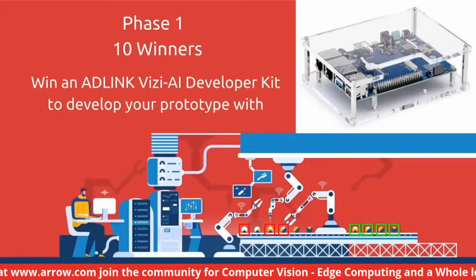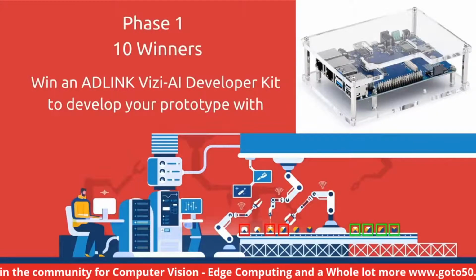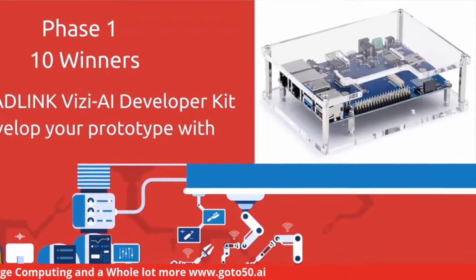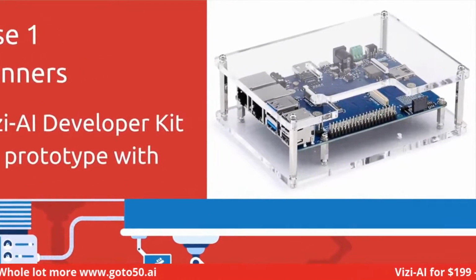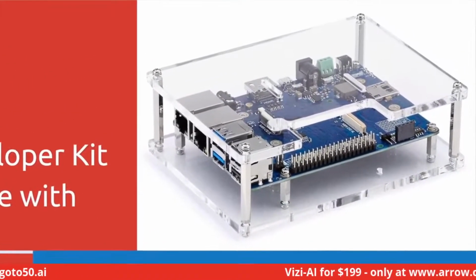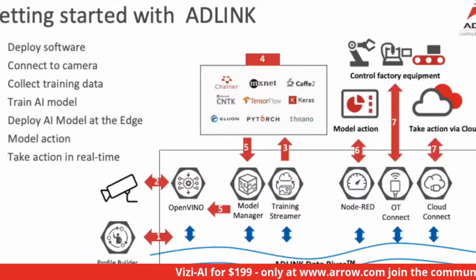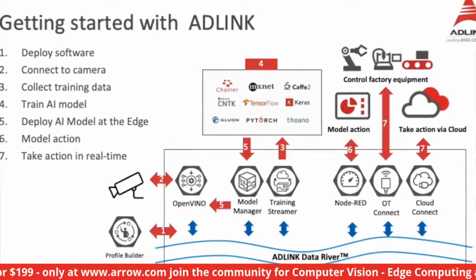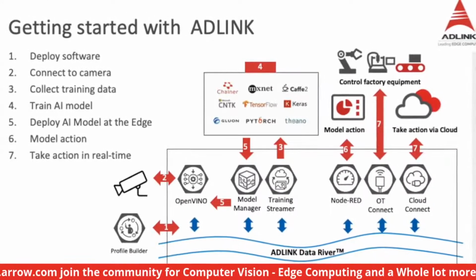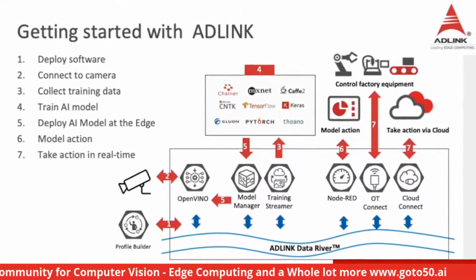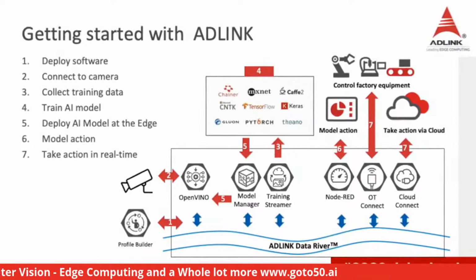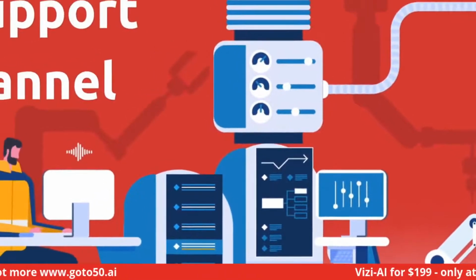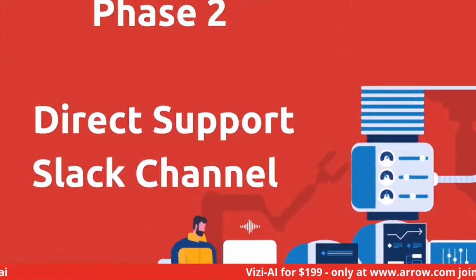Phase 1 winners will receive an ADLINK Visi AI Developer Kit, which is a bundle of powerful hardware and software to build your prototype with. The hardware is a Smart 2 board, which is industrial ready. It has 4GB RAM, an Intel Atom 3940 CPU, and an Intel Myriad X VPU, so plenty of power for AI vision. The Visi AI also has very intuitive software included with it, the ADLINK Edge platform, which has vision tools, and OpenVINO and Node-RED included. As a Phase 2 team member, you will also receive direct support from Intel and ADLINK whilst you develop your prototype, so don't worry about support.